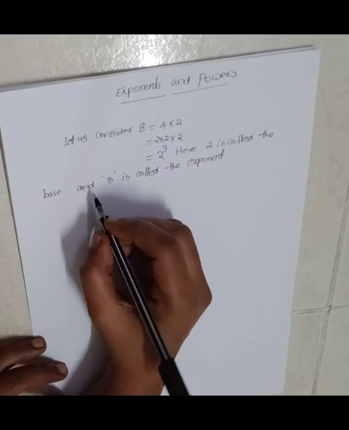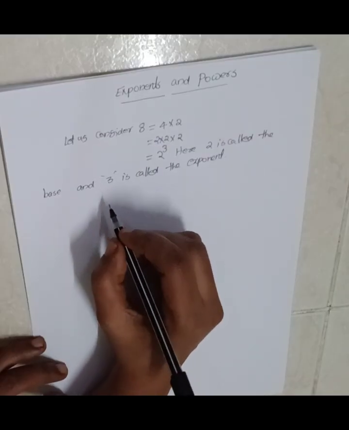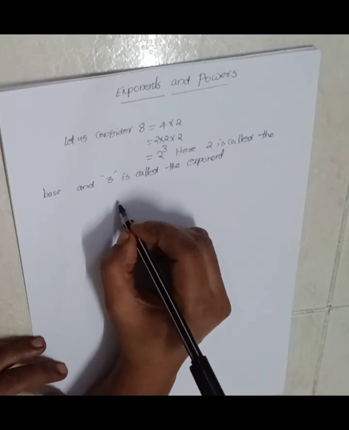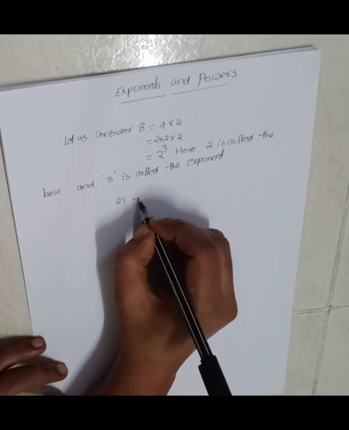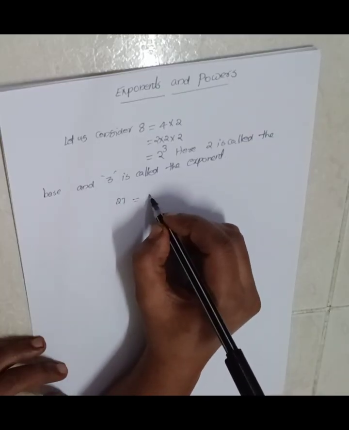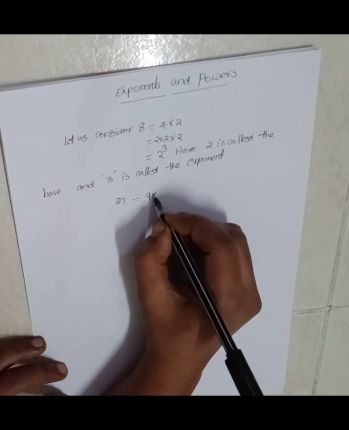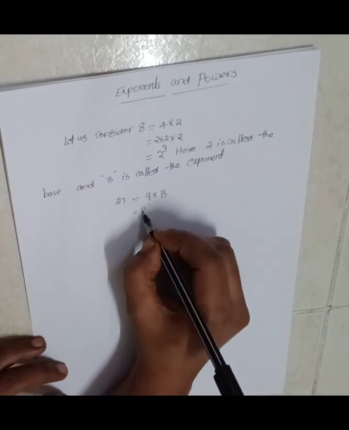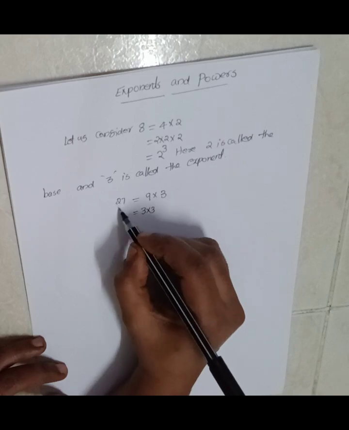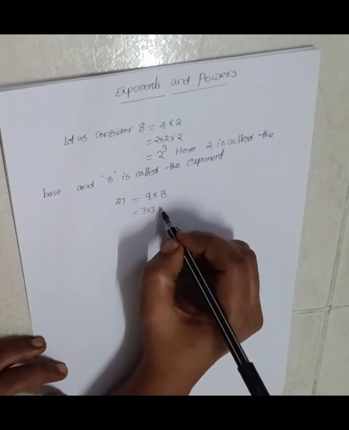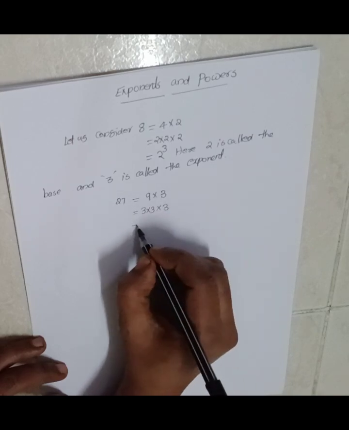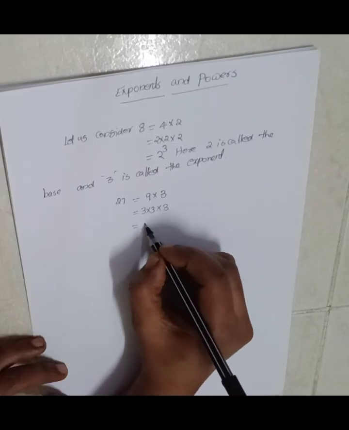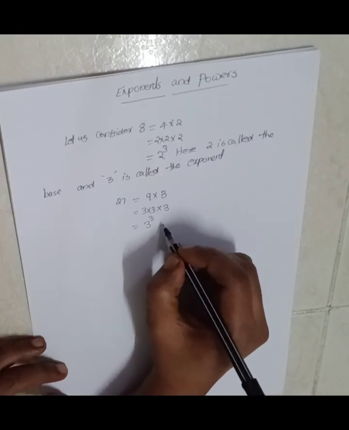Similarly, next we can consider another number, 27. 27 can be written as 9 into 3. Then 9 can be factorized into 3 into 3. Therefore, 27 can be written as 3 into 3 into 3. Here 3 is multiplied 3 times. Therefore, 3 raised to 3.